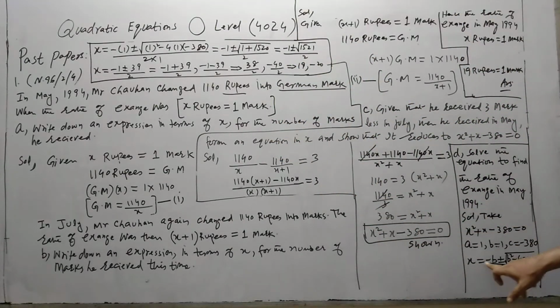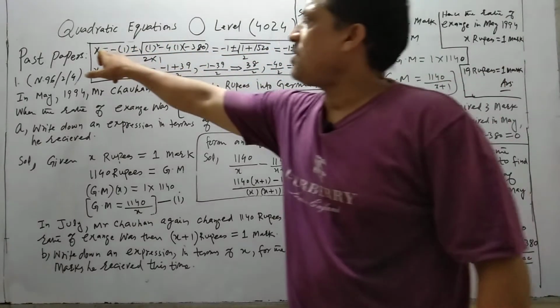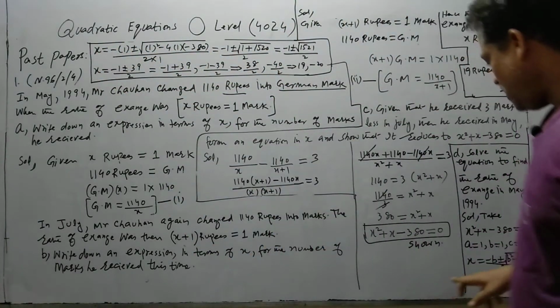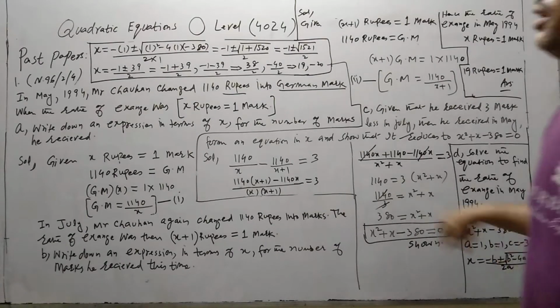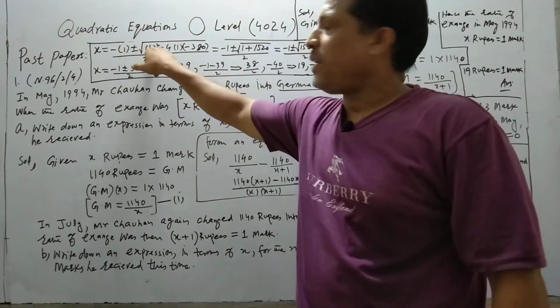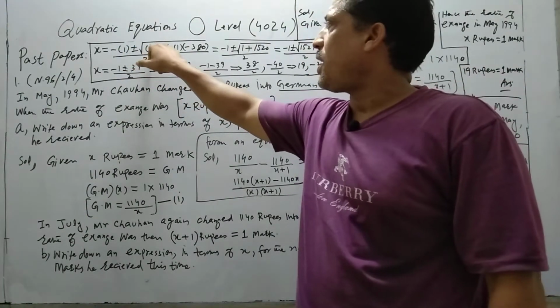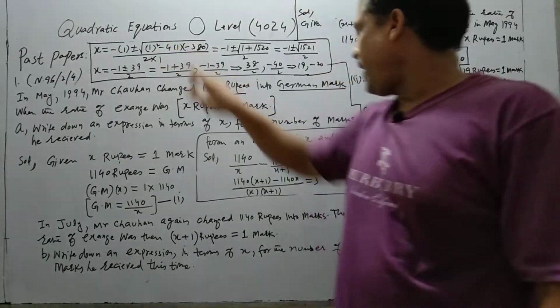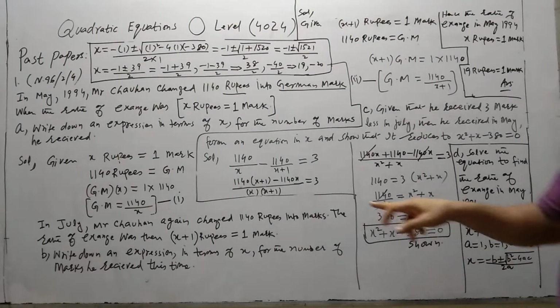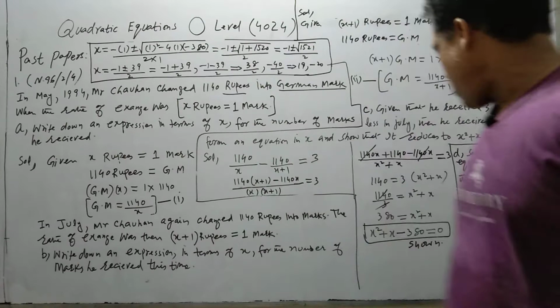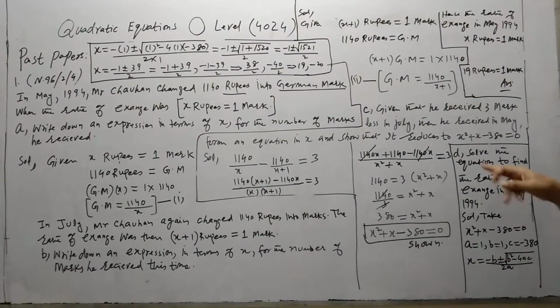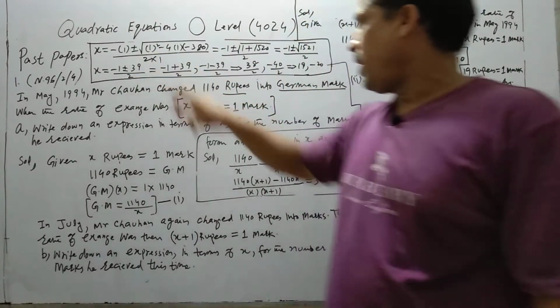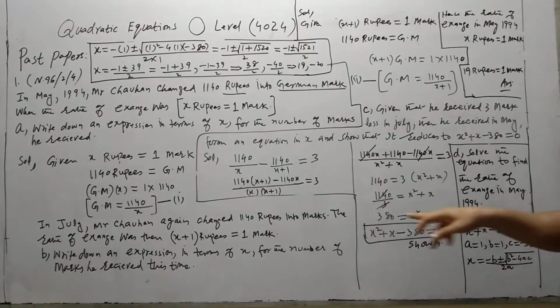So x is equals to minus b plus minus square root of b square minus 4ac upon 2a. Put the value of a, b, c in this formula. See this. X is equals to minus b. What is b? b is 1. Minus 1 plus minus b square, b is 1, 1 is square. Minus 4 into a. a is what? a is also 1. Multiply by c. c is what? c is minus 380. Whole upon 2a. 2 multiply by a is what?